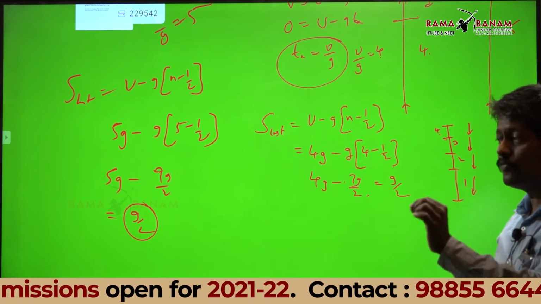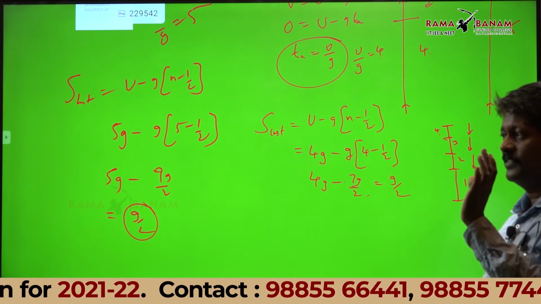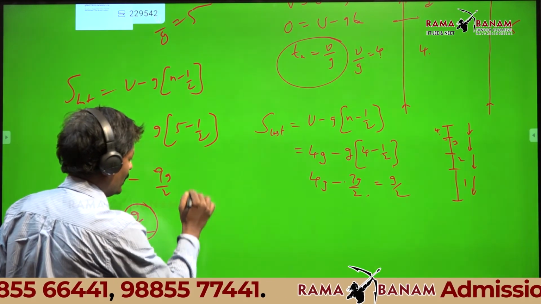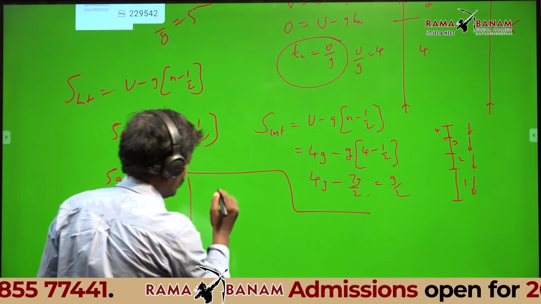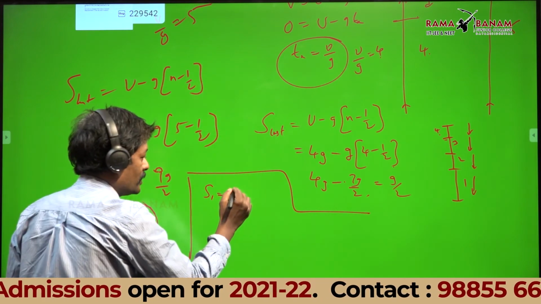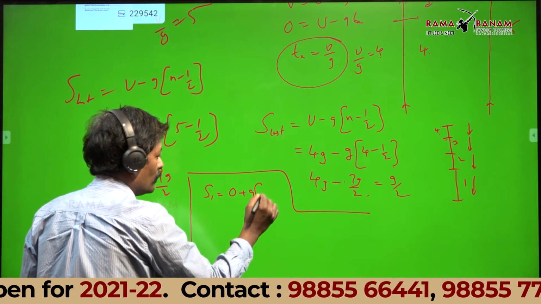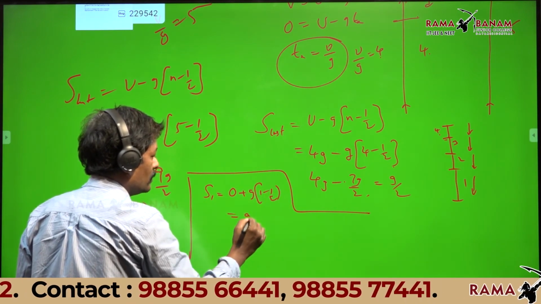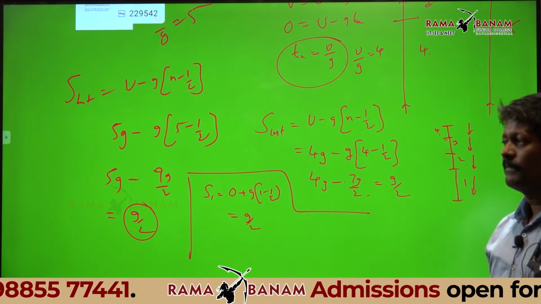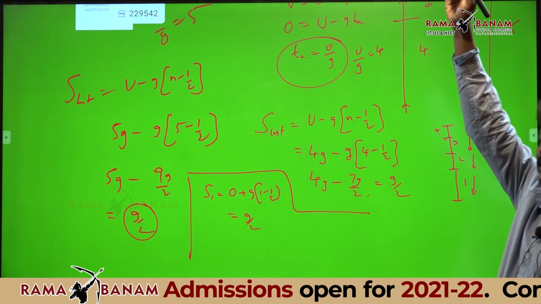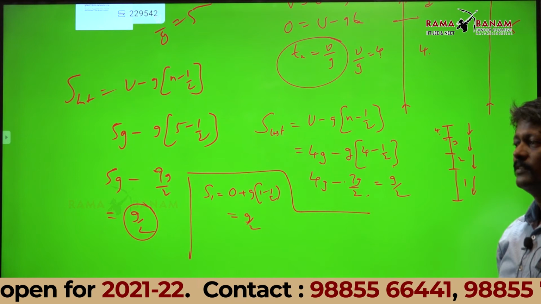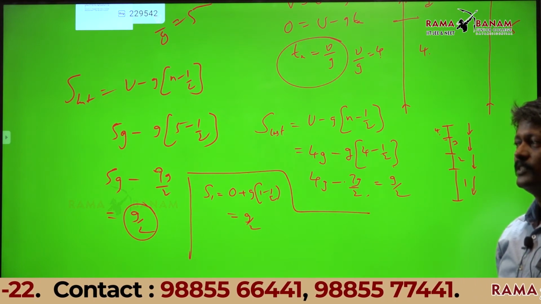First second of falling. In the first second of falling, how much will you get? Let me write here. First second, S1. First second of fall, u is 0 plus g into 1 minus 1 by 2. How much? See the trick there? The last second of ascent is the first second of fall. How much did we get? g by 2.